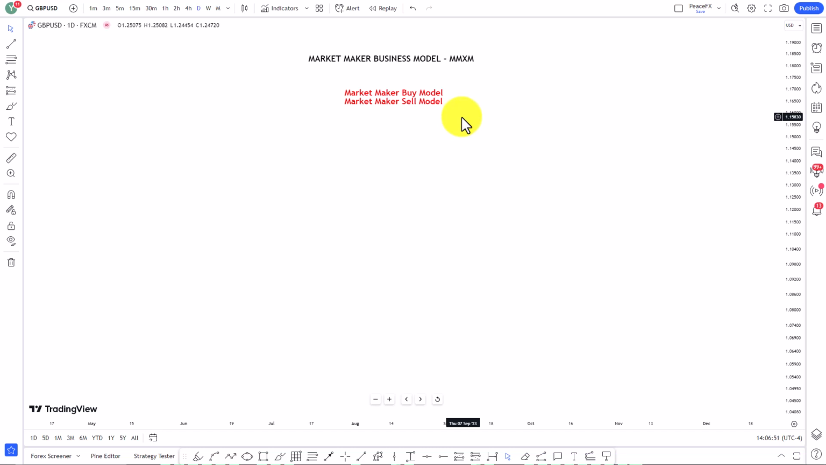Now, there are three things that are important in the market maker business model, in as much as the fractal has a lot of things. The three things are the original consolidation, the smart money reversal (SMR), and the clearing of the original consolidation. The market maker business model is fractal in nature, and it is applicable in any time frame.